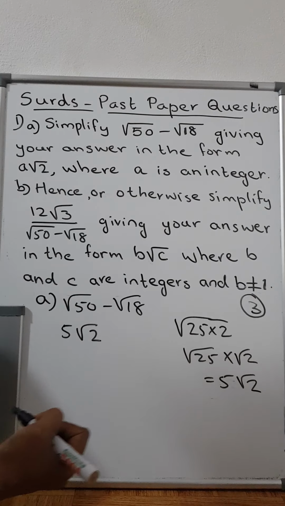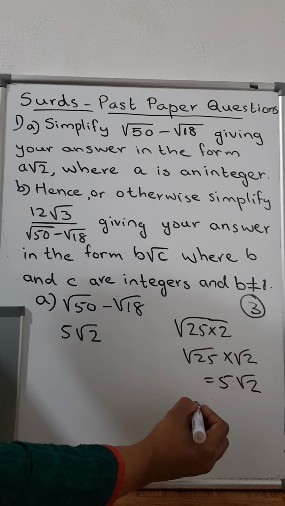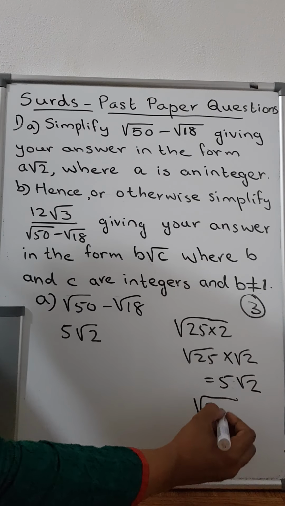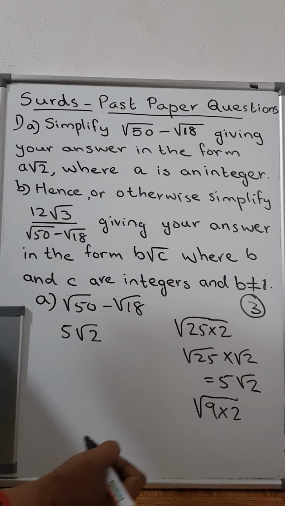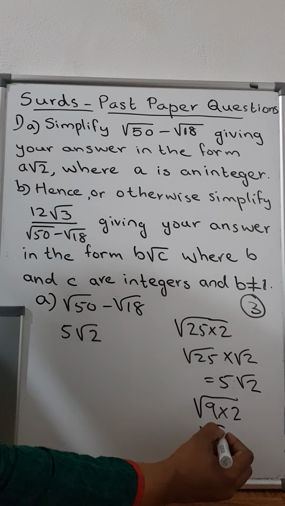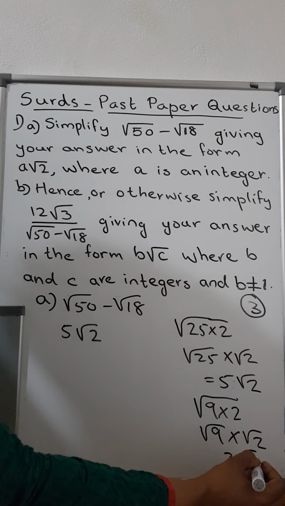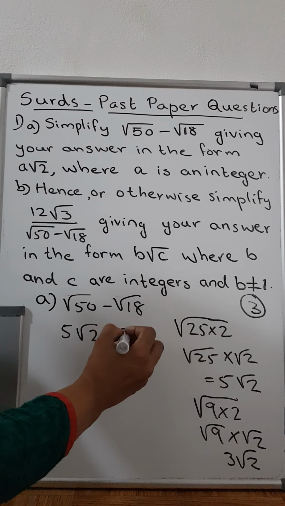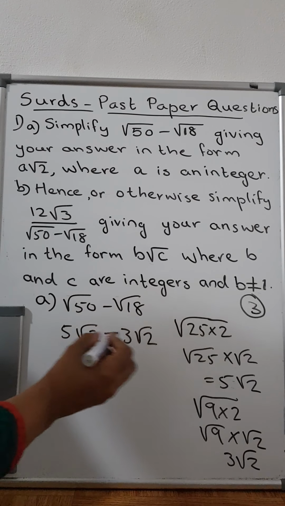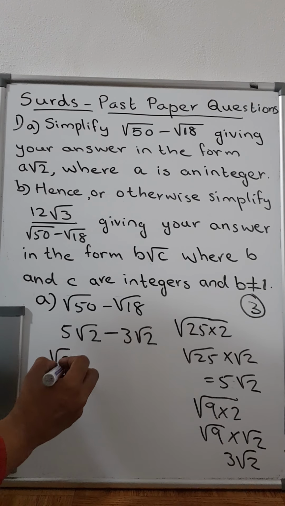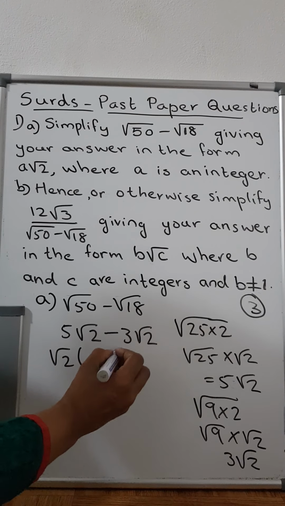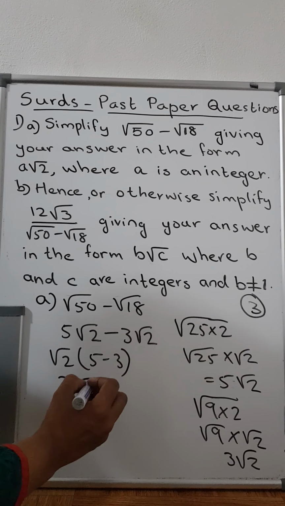Now root 18. Root 18 we can write as root of 9 times 2. Well, 9 is a perfect square. So we can write it as root 9 times root 2. That is 3 root 2. So 5 root 2 minus 3 root 2. Root 2 is common here. Root 2 times 5 minus 3. That is 2 root 2.